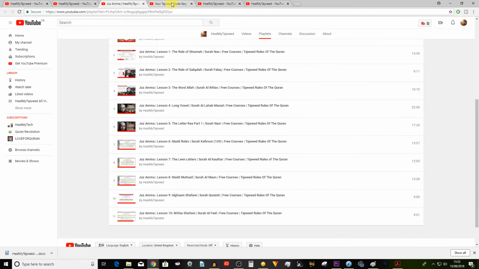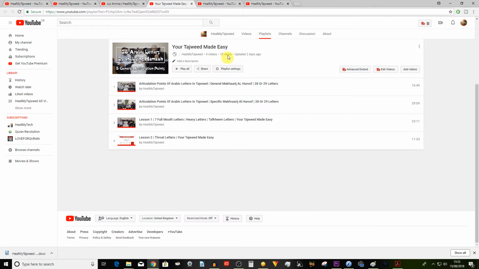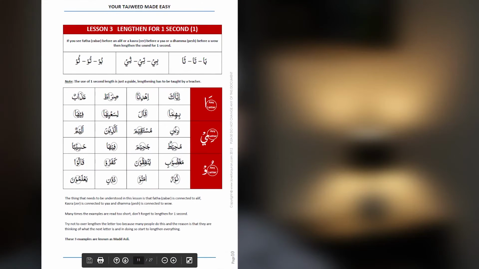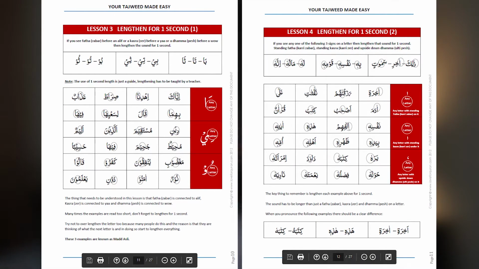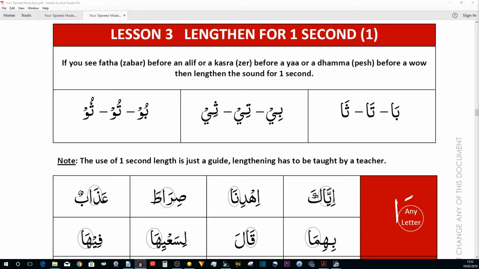And inshallah, after today, here in this playlist, Your Tajweed Made Easy, we're going to have lesson 3 here. So I hope that's clear, just to provide continuity, inshallah. And today in the PDF Your Tajweed Made Easy, we're going to cover page 10 and page 11. So the lessons in the PDF are going to be lesson 3 and lesson 4, which is lengthen for 1 second, part 1 and part 2. Okay, so open your PDF on page 10, which is lesson 3, lengthen for 1 second, part 1.